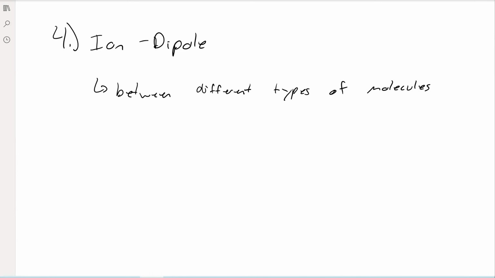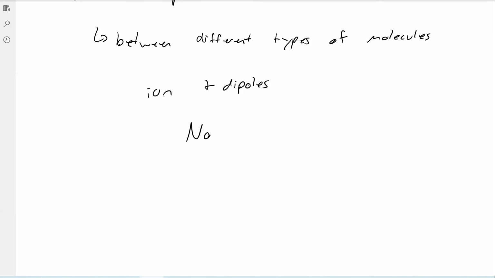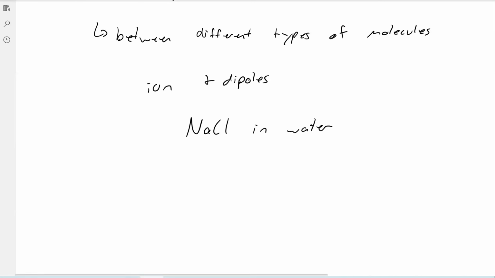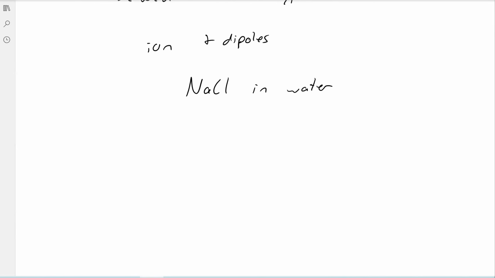As the name implies, ion dipole is a force between an ion and dipoles. Kind of duh there. But it's something like sodium chloride in water, right? Why does sodium chloride dissolve in water? Well, remember that sodium chloride is an ionic compound, so it's made out of positively charged Na pluses and then negatively charged Cl minuses, and the chlorides are indeed bigger than the sodiums.